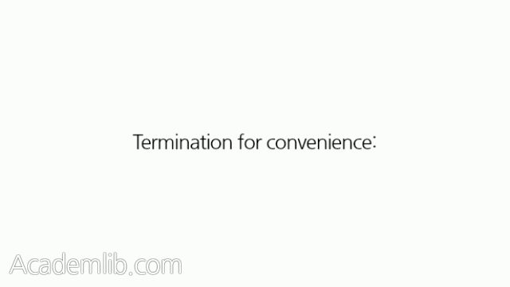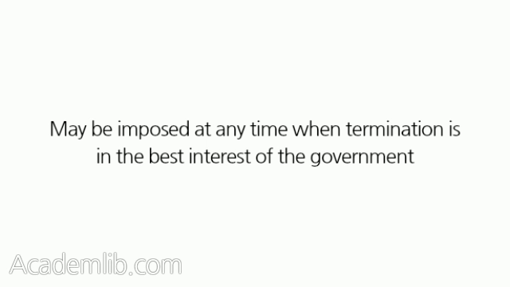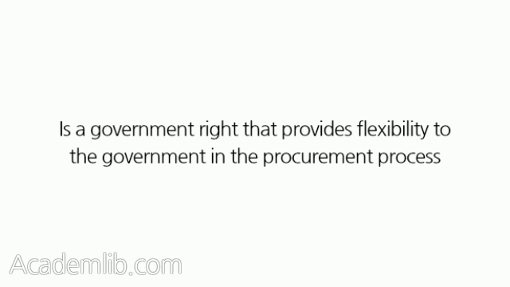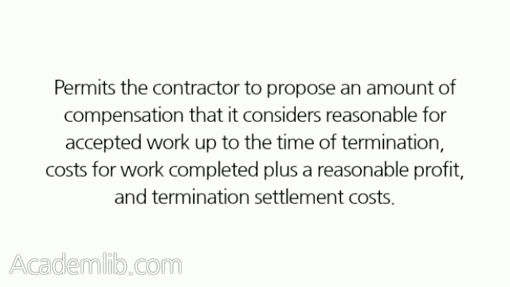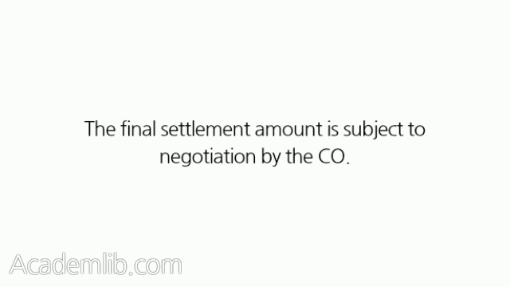Termination for convenience may be imposed at any time when termination is in the best interest of the government. It is a government right that provides flexibility to the government in the procurement process. It involves no fault or negligence on the part of the contractor. It may be total or partial. It permits the contractor to propose an amount of compensation that it considers reasonable for accepted work up to the time of termination, costs for work completed plus a reasonable profit, and termination settlement costs. The final settlement amount is subject to negotiation by the CO.